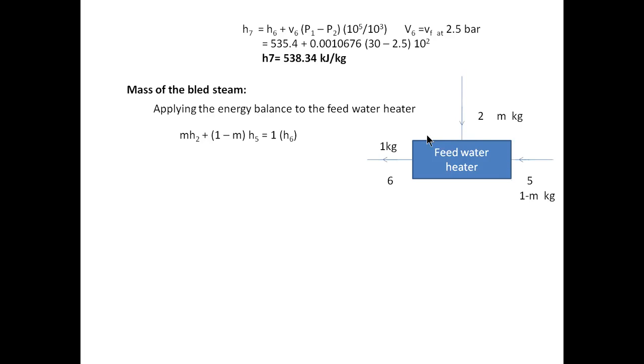You see the arrow marks. What is the output we are having? 1 into h5, that is the output. When I apply the steady flow energy equation, I can find out what is m. We know the value of h2, we know the value of h5, and also we know the value of h6. You just substitute these values, you'll be getting what is m.